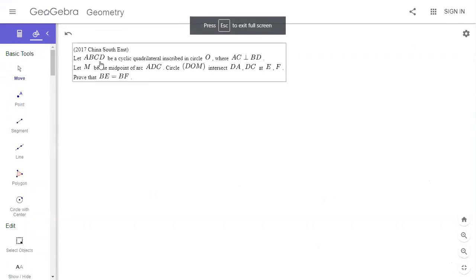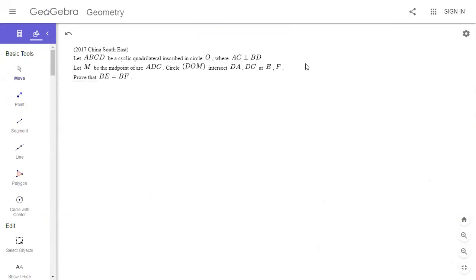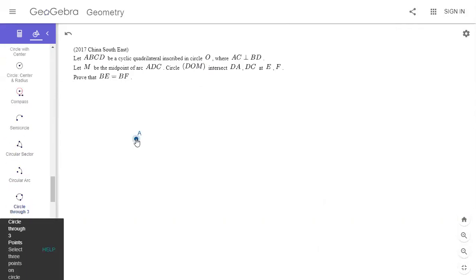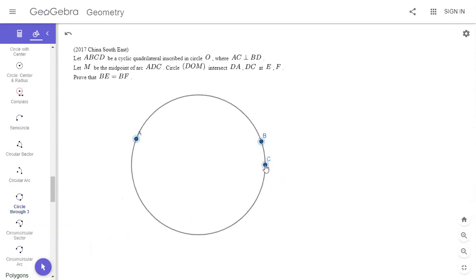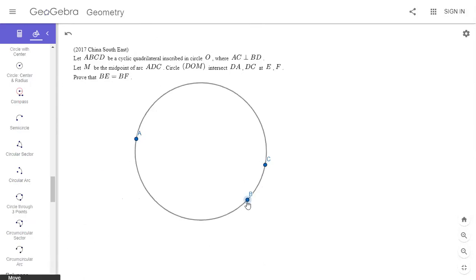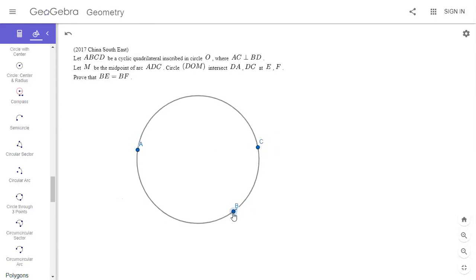All right, so here's a cyclic quadrilateral problem. ABCD is a cyclic quadrilateral with perpendicular diagonals. So I'll do it like this. We want AC is perpendicular to BD. Okay, so let me move this around. So AC is perpendicular to BD.